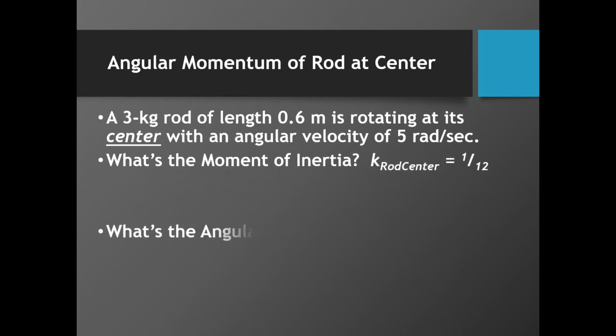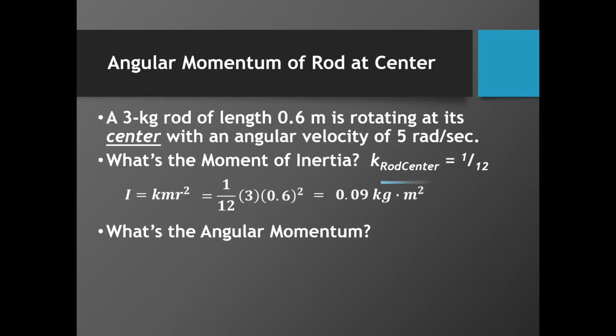All right, so let's talk about a rod, a 3 kilogram rod of length 0.6 meters. It's rotating at the center with an angular velocity of 5 radians per second. So what's the moment of inertia? Well, the moment of inertia of a rod around its center, the k value times mass times radius squared, so it's going to be 1/12 times 3 times 0.6 squared, and we get the moment of inertia as 0.09 kilograms meters squared.